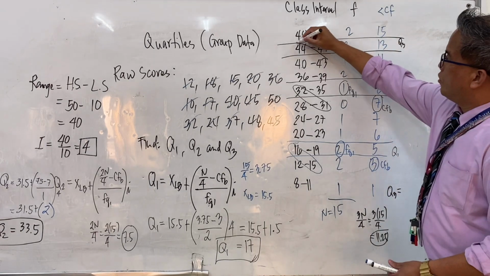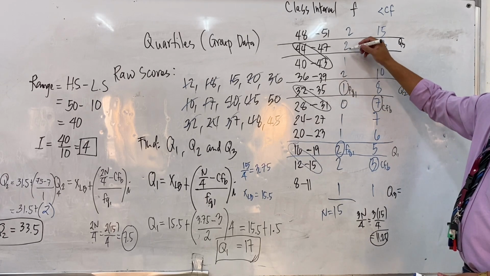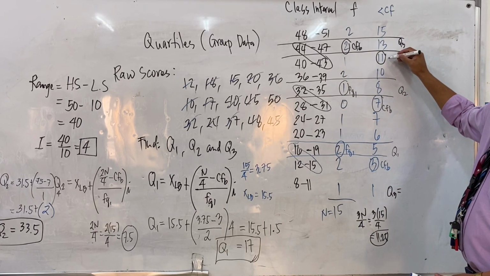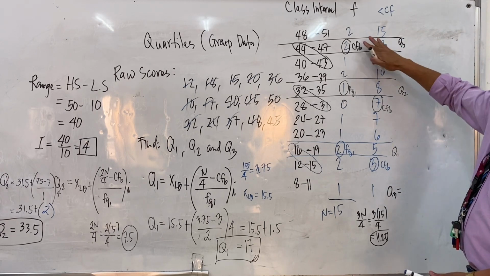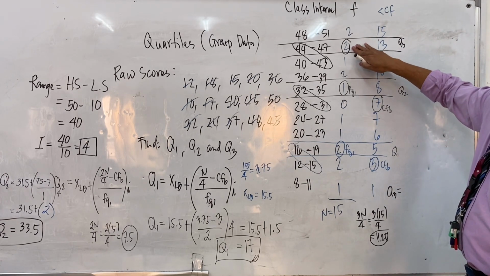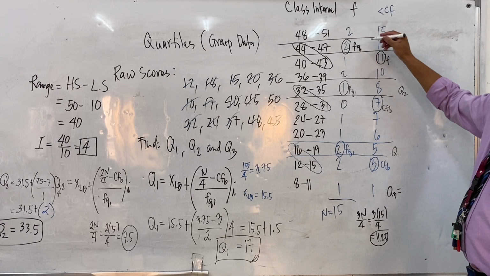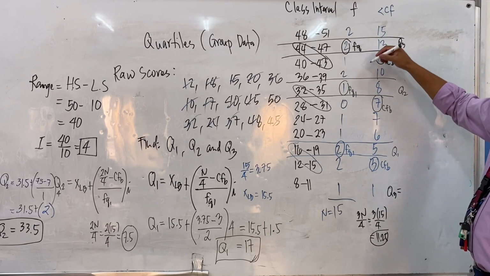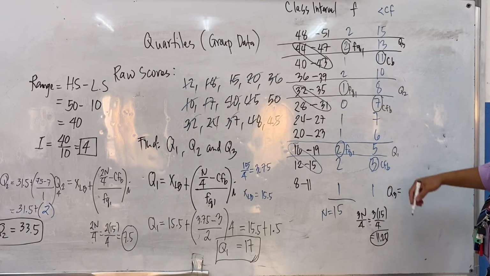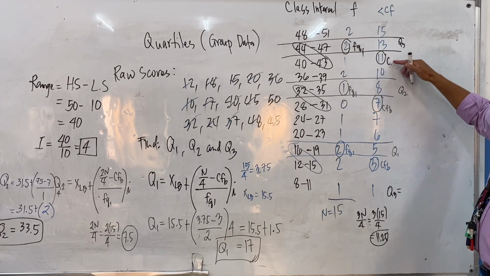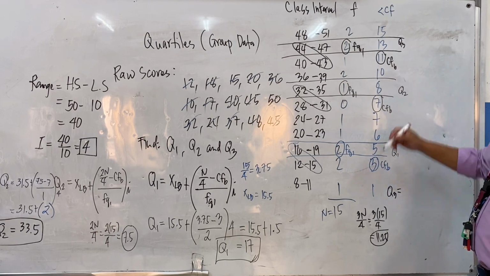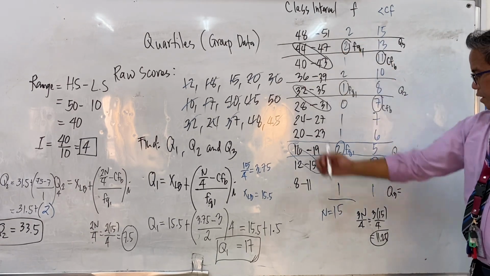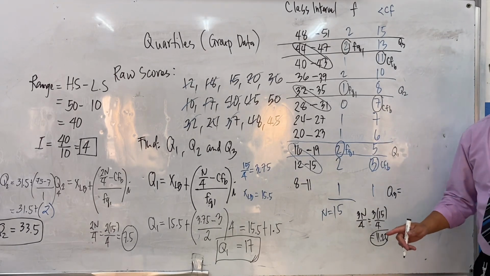So this is now your XLB. This is your CFB. This is your FQ, frequency. This is your frequency. Then this is your CFB. Okay. CFB, sorry. Okay, that's it. So once you have this data, you can substitute it here now.